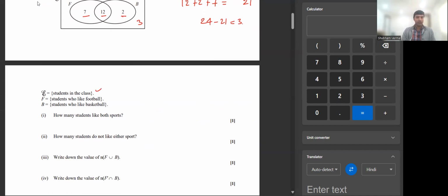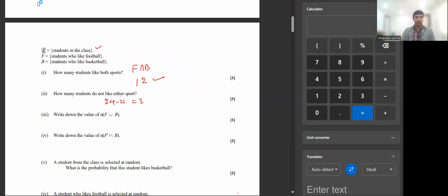Okay, now let's see the question. The universal set is the students in the class. Students who like football is F, and basketball is B. How many students like both? Both means intersection, F intersection B. The answer is 12. How many students do not like either sport? So we have 24 minus 21, which is 3. They don't like either of the sports.